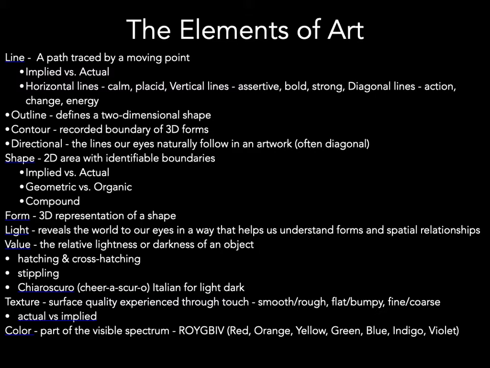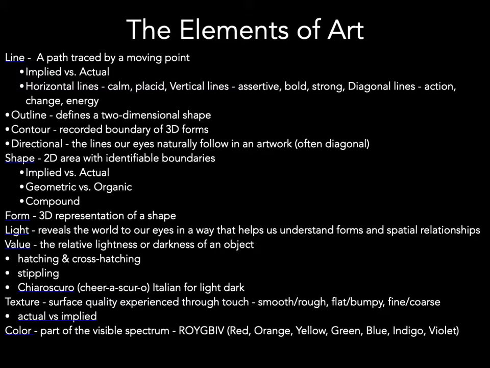The first element that we look at is the element of line. Line is something that we know. You know what a line is, but understanding what the difference between an implied line and an actual line is, is what we'll focus on here. So an implied line is a line that is finished with the eye, whereas an actual line is a continuous line.